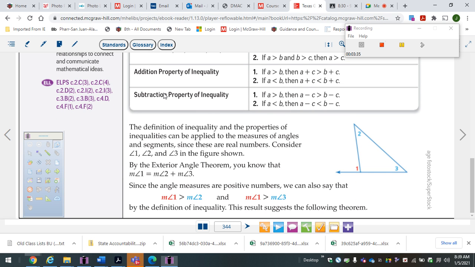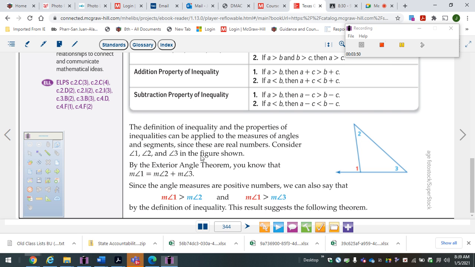The definition of inequality and the properties of inequalities can be applied to the measures of angles and segments, since these are real numbers. Angles are real numbers, and side lengths are real numbers too, so we can add them, divide them, subtract them, and so forth. That's what it's trying to say there.